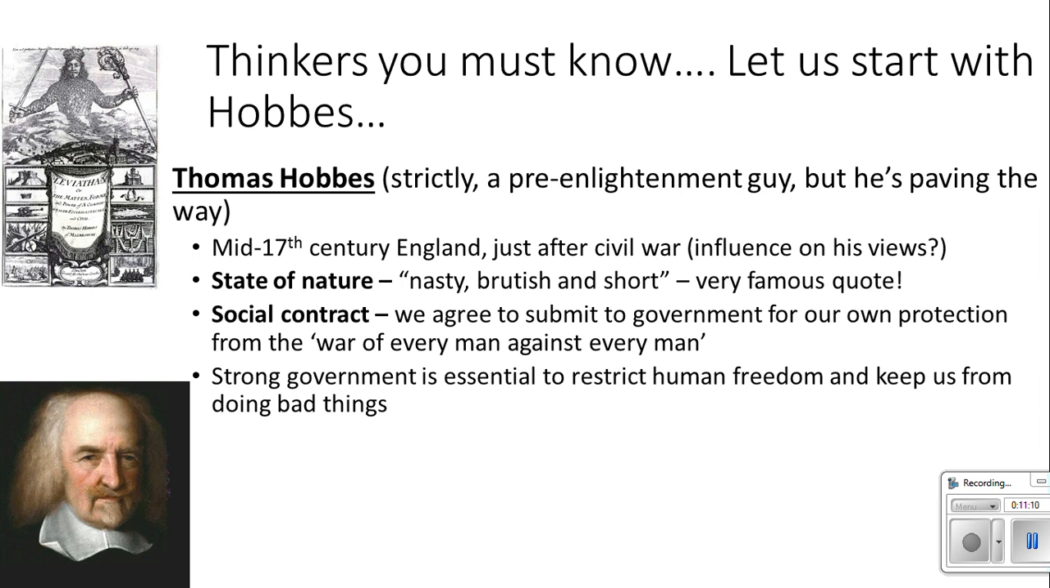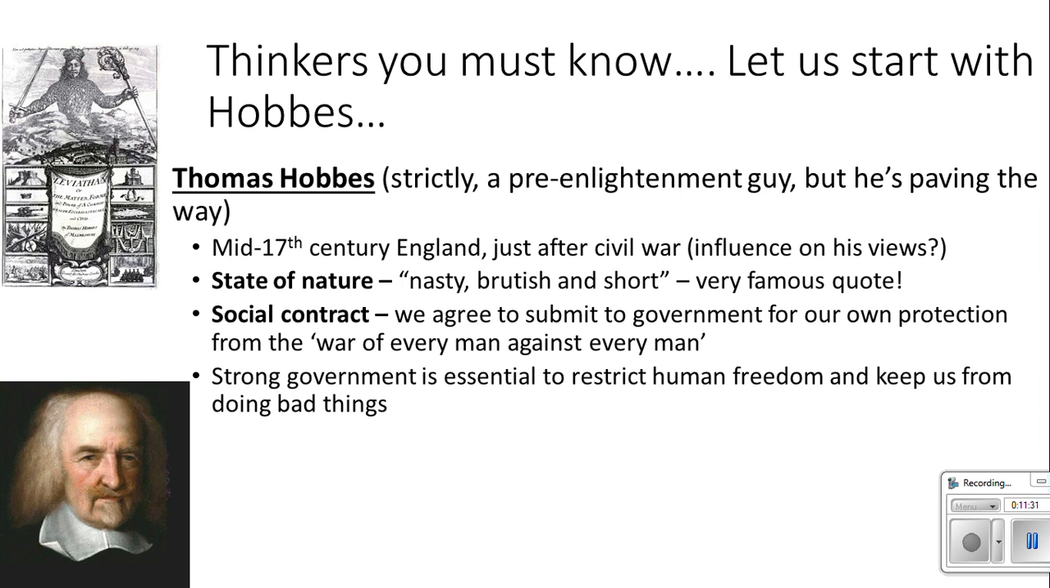And those are probably the two quotes that I would really encourage you to remember from Hobbes: nasty, brutish, and short, and then the war of every man against every man. He argued, therefore, that we make a social contract with our government when we allow ourselves to be ruled over by someone or some institution.